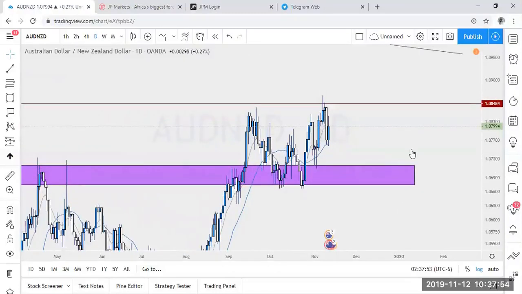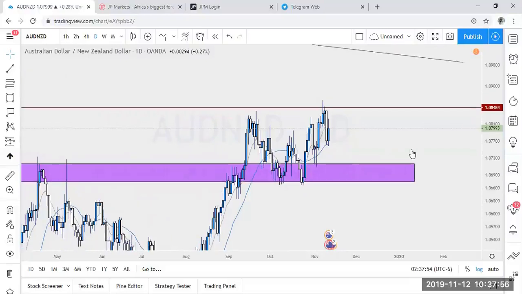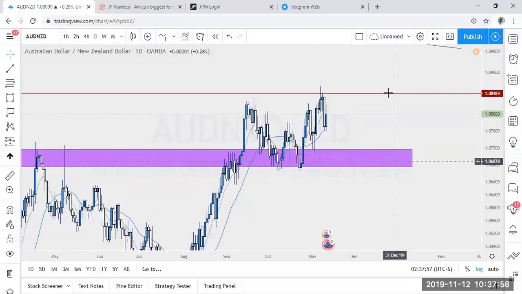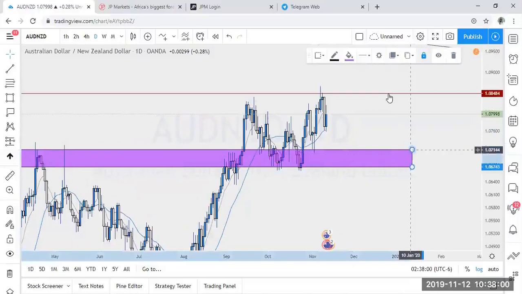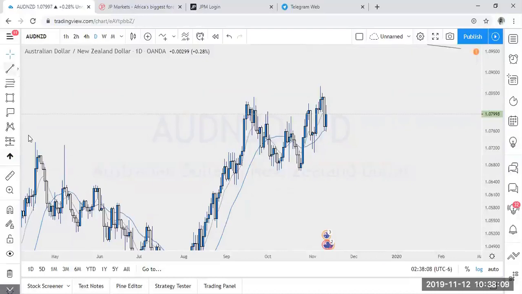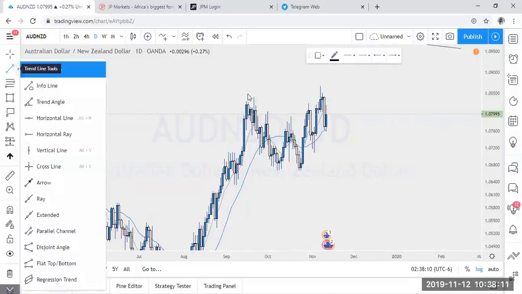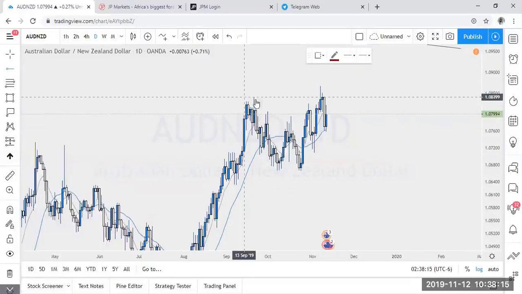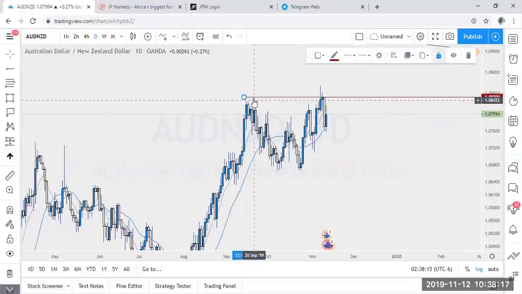Okay. Thank you, Mr. Daly, for taking so long. We appreciate it. Let's just delete this over here. First things first, let's put in a tool over here, the horizontal ray. This point here was the highest point that AUDNZD went around the 20th of September.